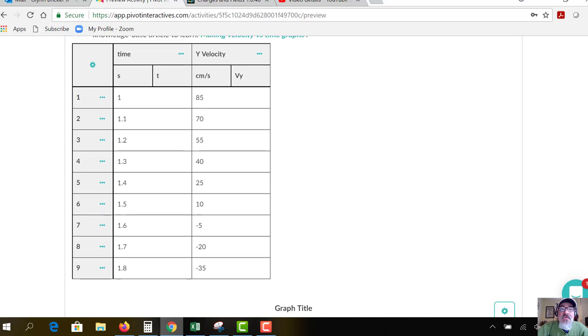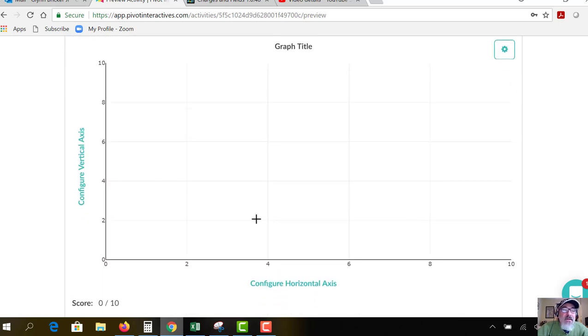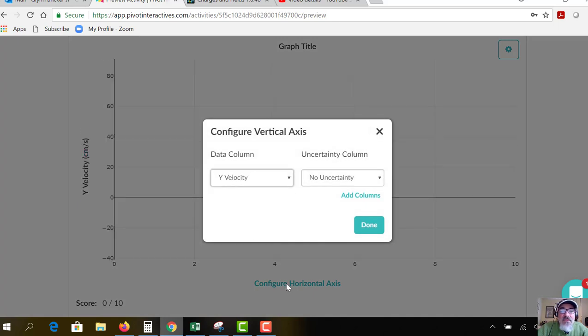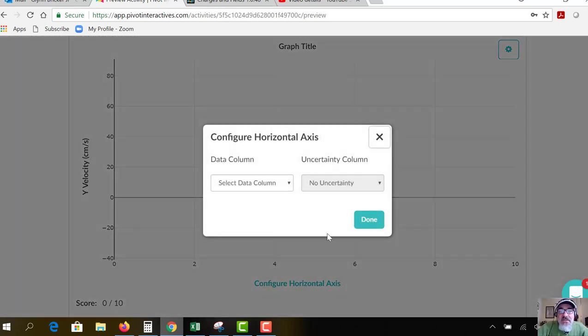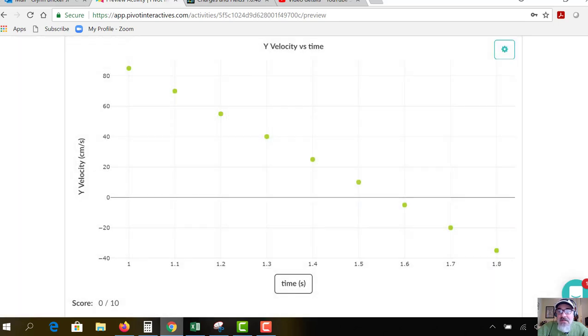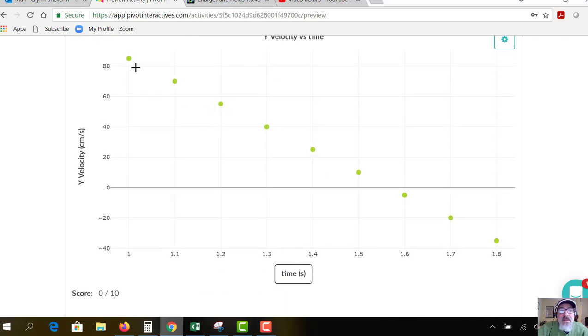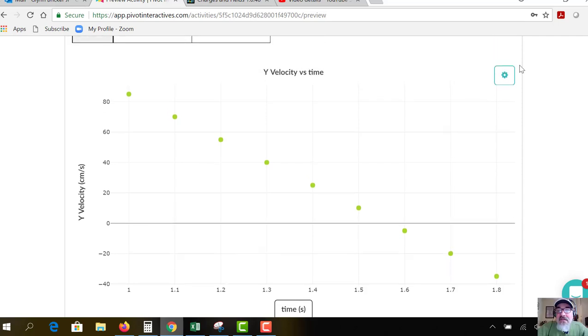And again, I'm just doing the y, you'll have the x also. So over here, I'm going to put the y velocity. And then the horizontal axis, the time. Okay, done. Okay, excellent. So this is velocity versus time. Nice and linear. That just means the acceleration in the y direction is constant.